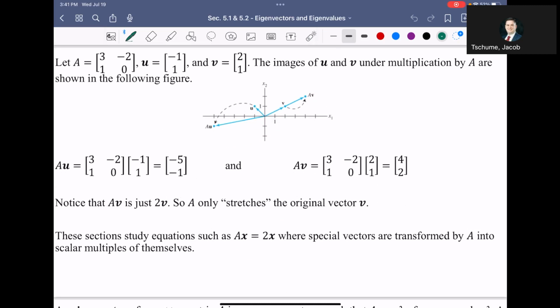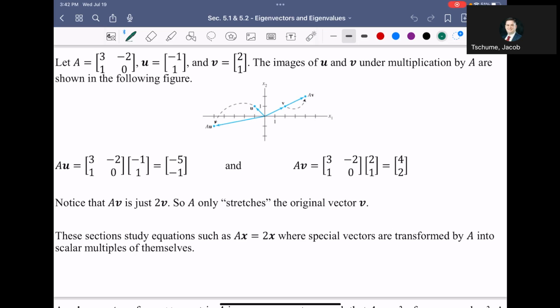So I've taught eigenvalues many different ways, and this seems to be the way that sticks the best with the majority of students. Instead of giving you some ugly definition to start off, let me show you an example instead. So let's assume that we have a matrix A that's 3, -2, 1, 0, and then here are two column vectors that I've specifically made up. Let vector u be -1, 1, and let vector v be the vector 2, 1. The images of u and v under multiplication by A are shown in the following figure.